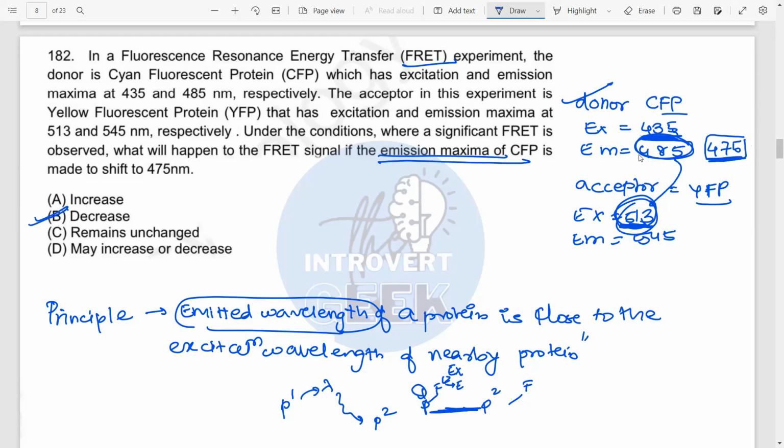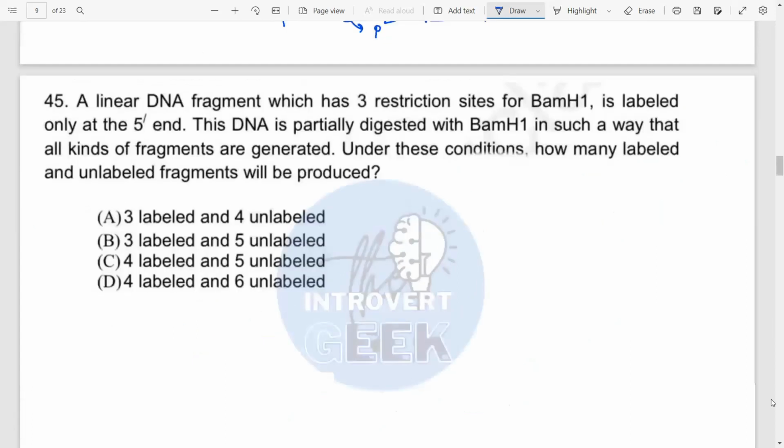In the other case, if they had said that 485 is being shifted to 500, then you would say that the signal is increasing, because it is going to emit at a higher wavelength which is very close to the excitation wavelength of the other one. Here, the emitted wavelength of the CFP is shifted to a lower value, and this might not be able to produce a FRET emission from the YFP. So this is the answer to this question.